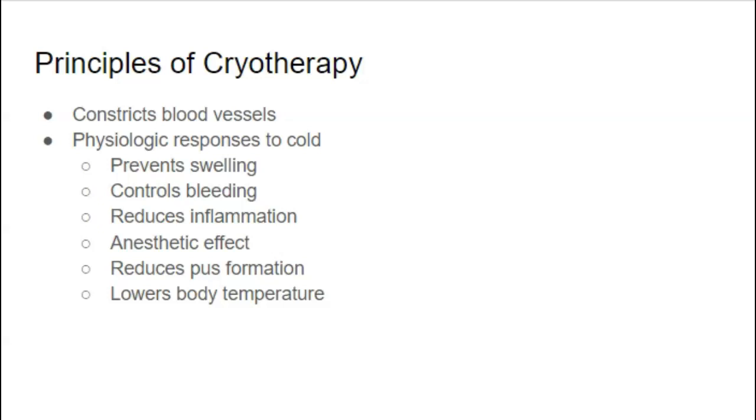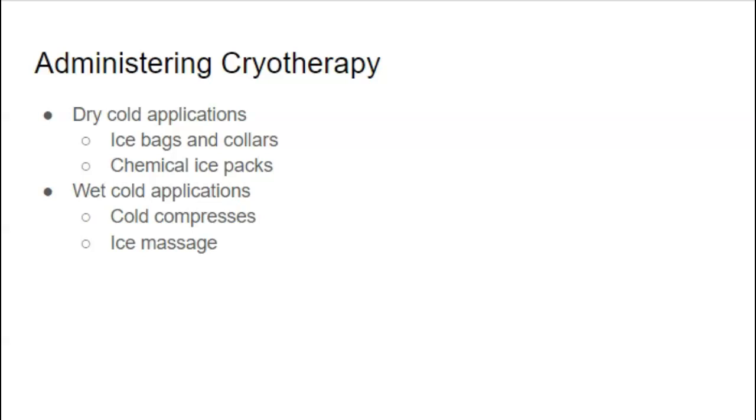Ultimately, when you prevent swelling, you also reduce inflammation. So there's usually less swelling, less heat, and a little bit less pain. You can get a bit of an anesthetic effect from ice. It doesn't last very long, but it can have a little bit of a numbing effect. The reduction in pus formation basically just comes from the decrease in inflammation, and it will lower the body temperature of the extremity that you're dealing with.